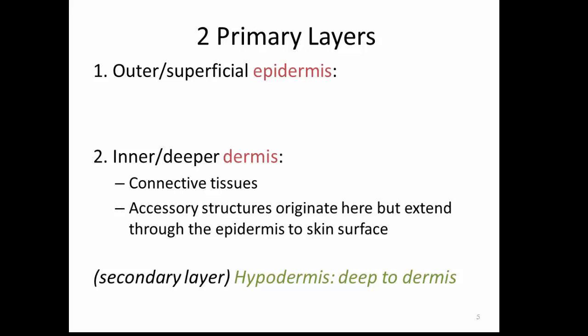The dermis, which is just deep to the epidermis, is composed of connective tissues. It's made primarily of just two connective tissues, areolar connective tissue and dense irregular connective tissue. The accessory structures of skin originate here in the dermis, but most of them extend through the dermis and through the epidermis to the surface of skin. For example, the root of a hair is located in the dermis, but then the hair shaft itself will penetrate through the epidermis and out onto the surface of skin.